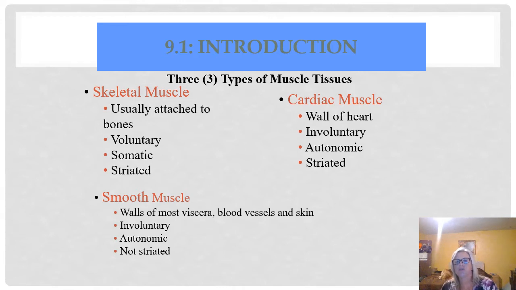Then we have cardiac muscle, which is unique to the heart. It is involuntary, so it is autonomic. It is also striated. We have smooth muscle, and this is going to be along things like your viscera, your internal organs, blood vessels, and skin, and it is involuntary and autonomic, and this one is not striated.